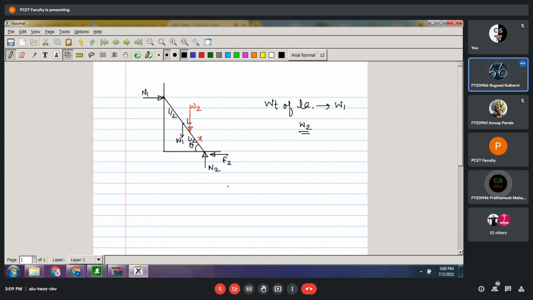Now the maximum frictional force which can be provided at this end is mu s into N2, which is F2, limiting, you can say. Same way, when my ladder will have a tendency to slip down, which is in the outward direction, what will happen to this top end?